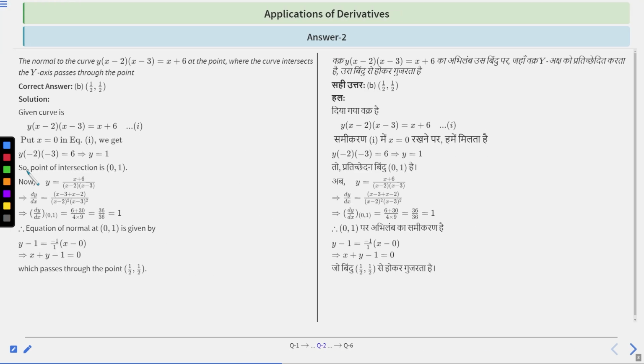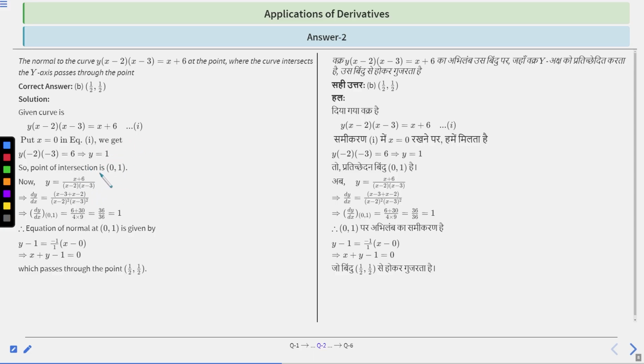Okay, let's move to the solution part. The curve is y(x − 2)(x − 3) = x + 6, equation 1. Now put x = 0 in equation 1. You will get y × (−2) × (−3) = 6, therefore y = 1. So the point of intersection is (0, 1), because it is given that the curve is intersecting the y-axis.